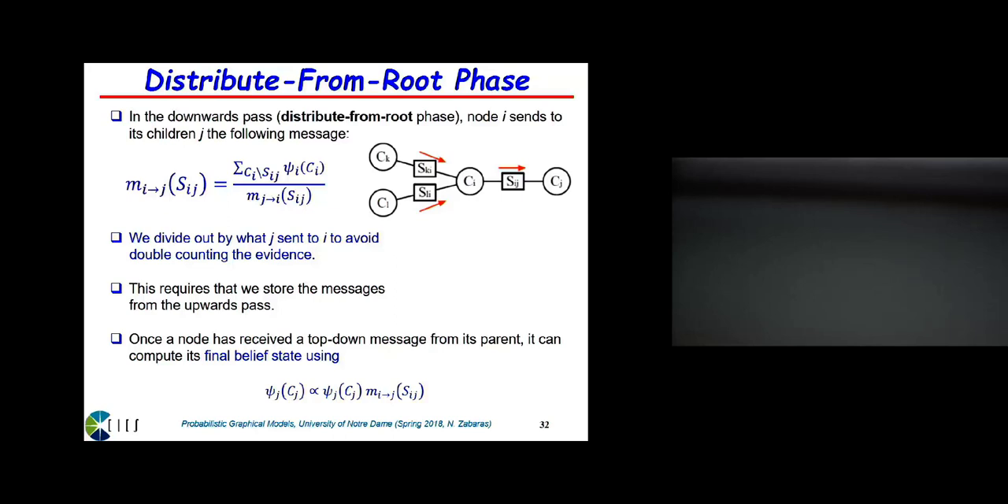I'm going to convince you with a precise calculation why this works. But this division is very similar to the division we had in the Belief Propagation algorithm. So why do we have this in the denominator? We don't want to account for the message from J to I. We don't want to double count the message that I and J exchange. So when we take the message from I to J, we don't want to account for the message that J sends to I. Okay?